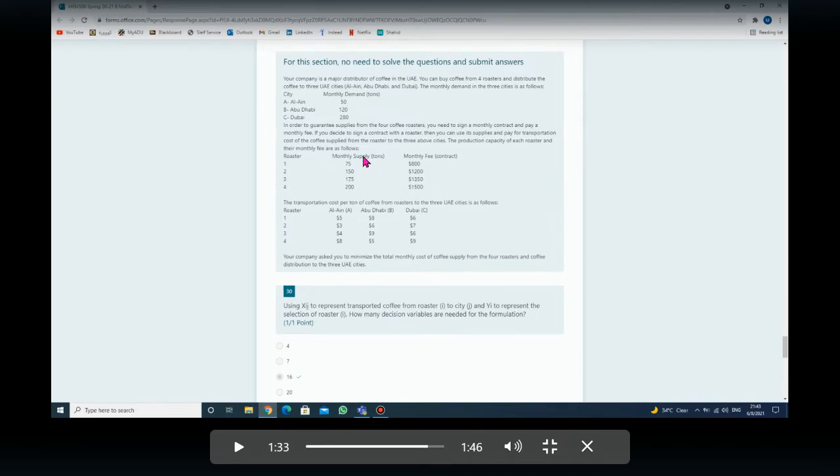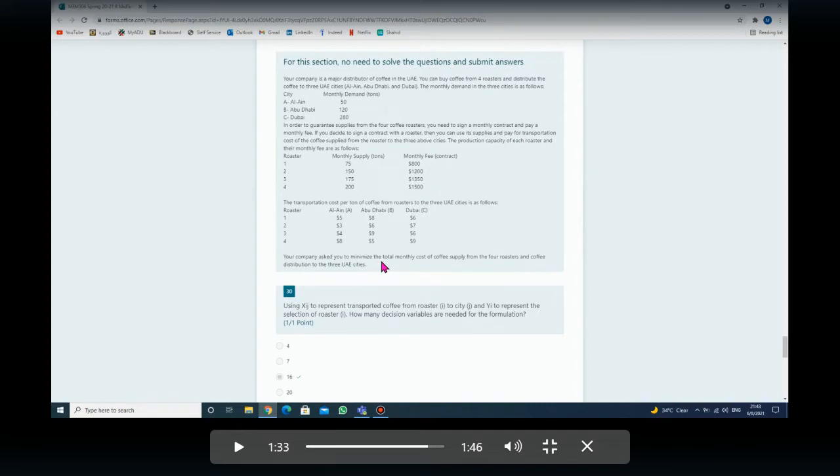The production capacity is like this, 75, 150, like this, and then the monthly fee is like this. The transportation cost is also involved. That is cost per ton. So $5 per ton, $3 per ton, and so on like this.